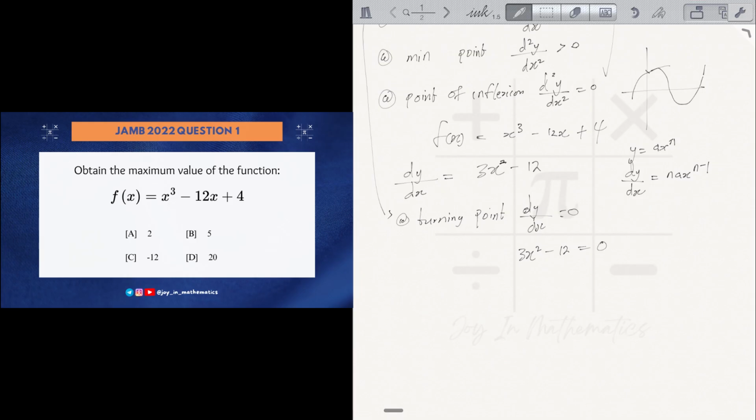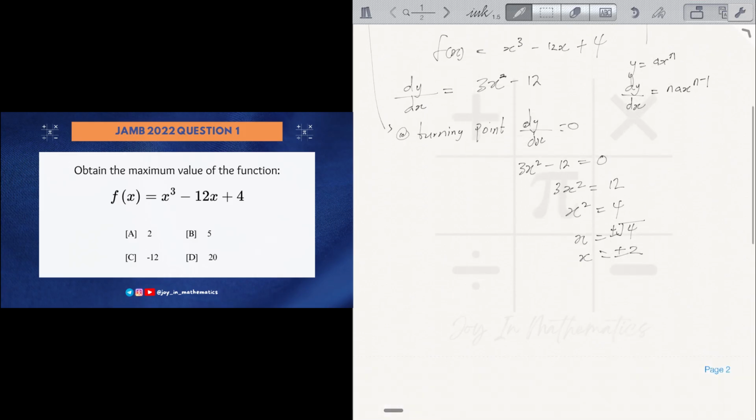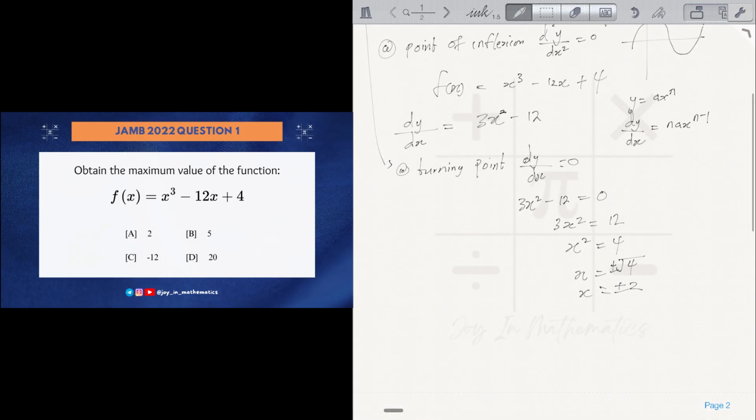Therefore, at turning point where dy/dx is equal to 0, 3x squared minus 12 is equal to 0. Simplifying for x, 3x squared is equal to 12. Dividing both sides by 3, x squared is equal to 4. Now taking the square root, which will give us positive or negative, x will be plus or minus 2. Now we have two values, x is equal to plus 2 or x is equal to minus 2.